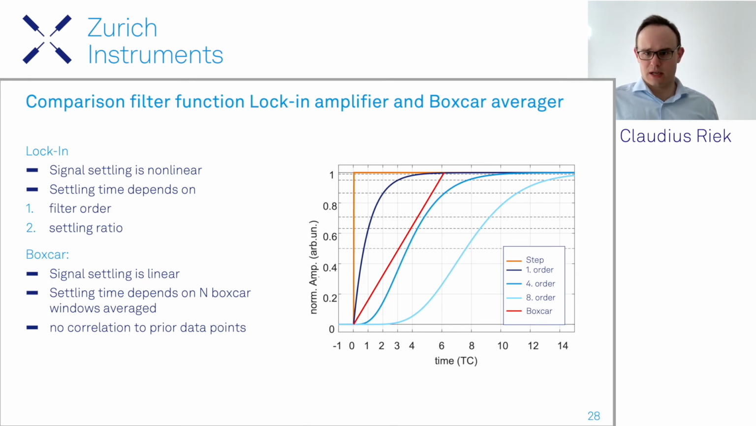So you have an exponential, nonlinear behavior in the time domain. For higher filter orders, it takes some time until they kick in. Shorter filters rise very quickly, but then take a long time to settle to the final value. The boxcar averager has a big benefit sometimes, because the signal settling is completely linear. This means there is no correlation to prior data, because you can define the precise number of boxcar windows over which you want to average.